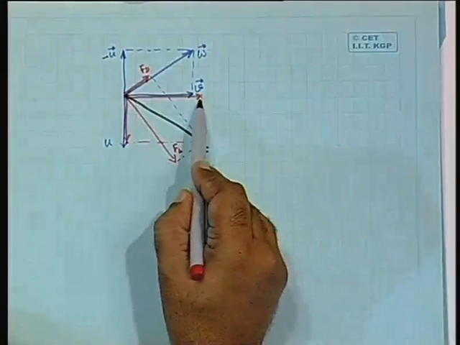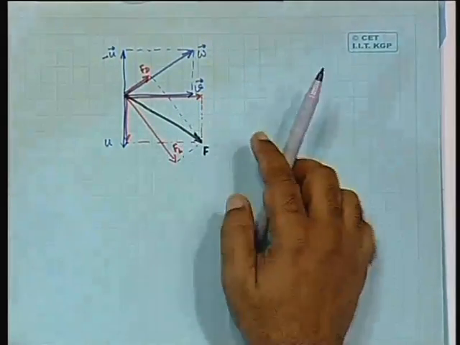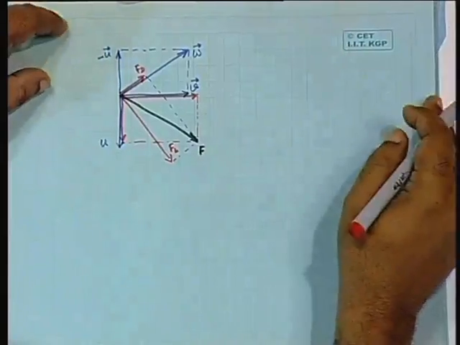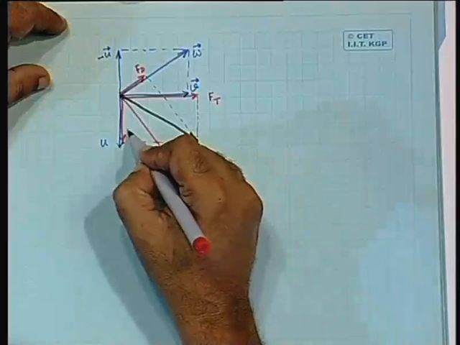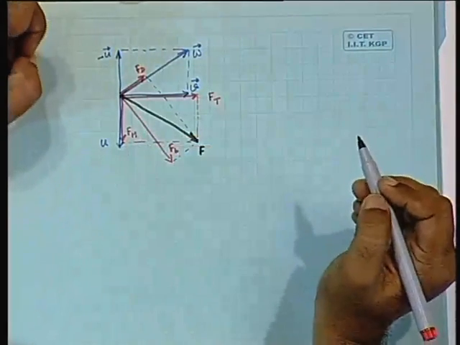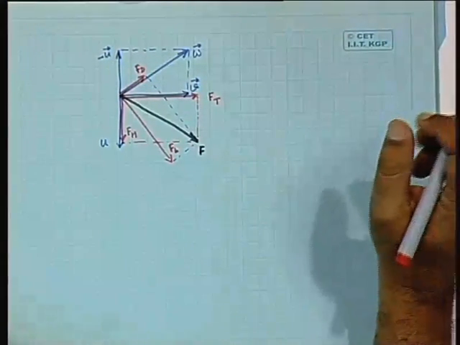Now what does this component do? Notice that it is in the direction of v. That means this is the force that tries to topple the tower. And there is another force that acts in the same direction in which the blade is moving, and therefore that produces the moment. So this force is called Ft, the thrust force, and this force is called Fm, the moment producing force. Okay.